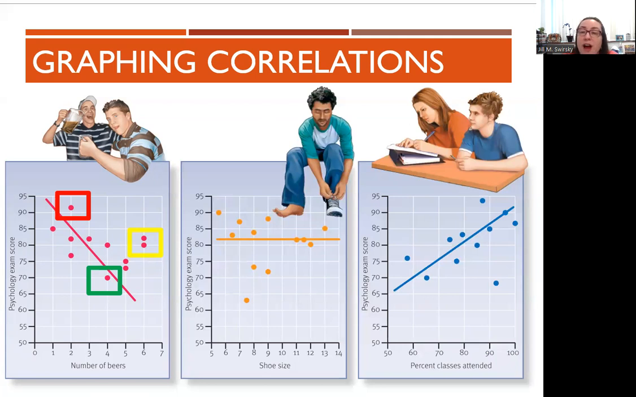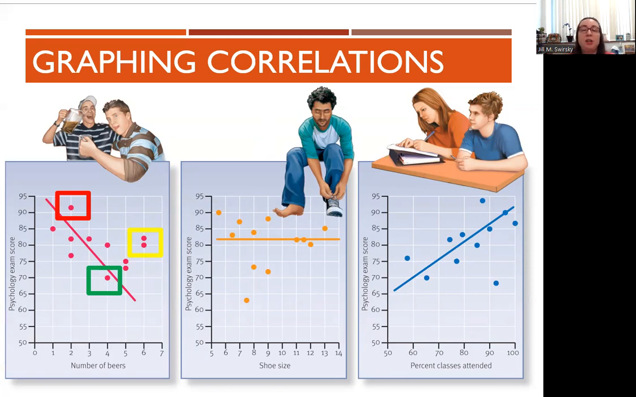And finally, this last graph is looking at the association between your psychology exam scores and the percentage of classes that you attended. Not surprisingly, as attendance increases, so do exam scores. Hint, hint, for those of you who think you don't need to attend class. The more class you attend, the better your exam scores. We can flip that around and say the less class you attend, the worse your exam scores. Don't get confused here. It doesn't matter if the variables are both going up or both going down.